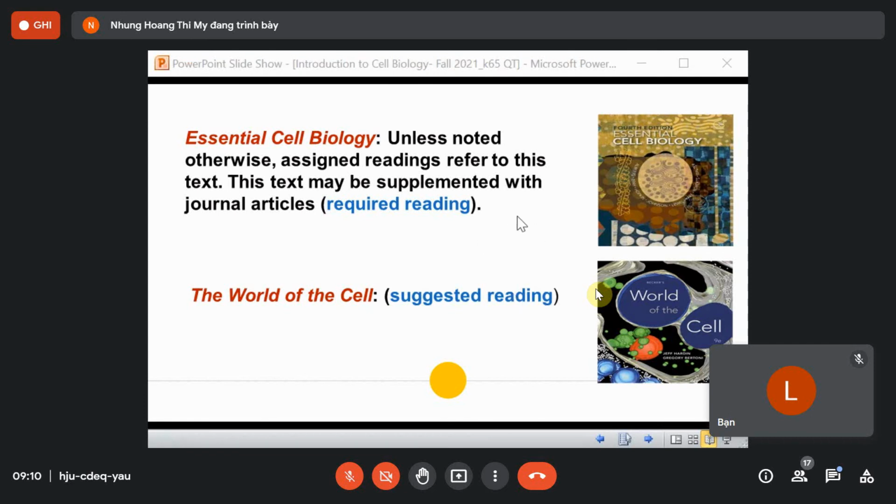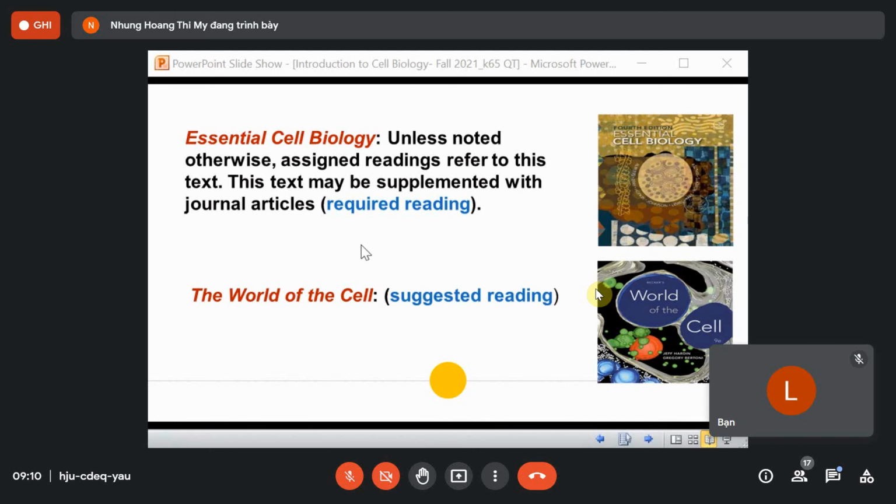This book is already in the library. I think it's the library of the university, and you can borrow the book from the library. I don't know if you already have this book in your hands because the number of books is quite limited, maybe about 30 books in the library. This semester, I teach the cell biology course for 3 classes, and the number of students is more than 100. So I think you have to be quick to get this book.